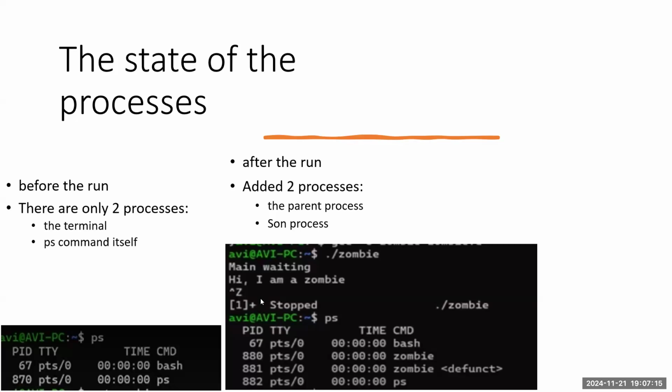And that means the parent hasn't died yet. So we do PS and we see that our zombie program is running, here it is, that's 880. There's also 881, which is the child that we forked, that we created. And it is listed as defunct. When you see the word defunct, that means it's a zombie. It's dead, but it's still there. We still see it when we do a PS.